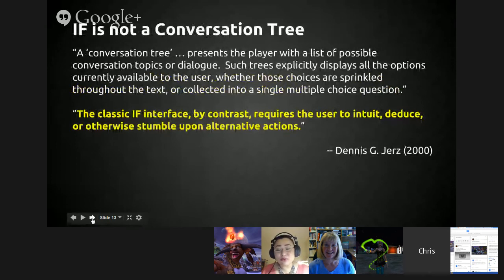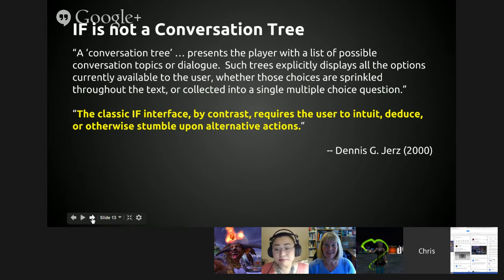All right. Okay, so Jerz wanted to help people understand what the heck IF is. So he started to explain a little series of what it is not. First of all, he's saying that IF is not a conversation tree. He says, a conversation tree presents a player with a list of possible conversation topics or dialogue. Such trees explicitly display all the options currently available to the player, whether those choices are sprinkled throughout the text or collected into a single multiple choice question. The classic IF interface, by contrast, requires the user to intuit, deduce, or otherwise stumble upon alternative actions. You see there's some logic and interpretation happening in an IF interface that a conversation tree would not have. You're just following the conversation, following the tree.